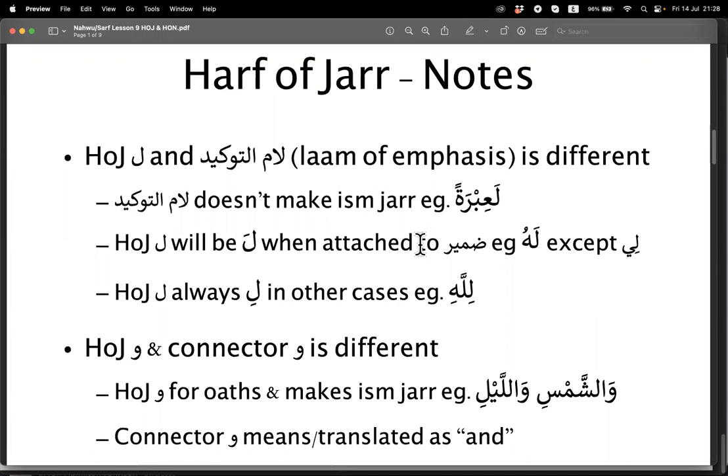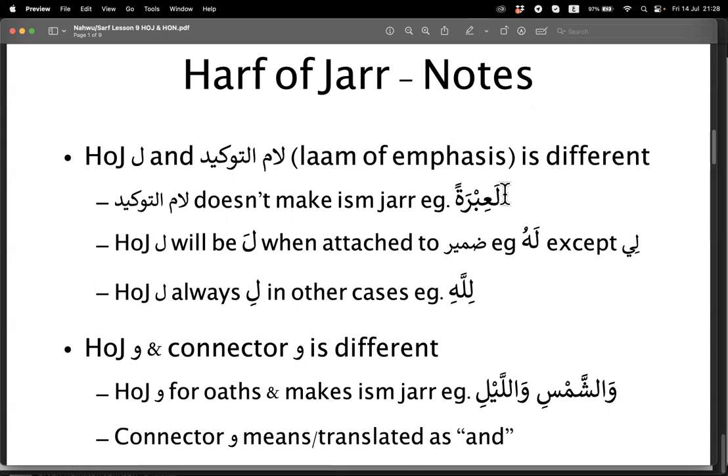But there's also another kind of lam, lam taukid, which means lam of emphasis. Here we have la'ibratan. You might think maybe this lam is harf of jar, but the ism after it is in what status? It is in nasab status. So this lam doesn't have an effect on this word, so this is not harf of jar. Anyway, this is an ism. If it were harf of jar, it should be li with a kasrah. This is fathah, so this is lam of emphasis, not harf of jar.